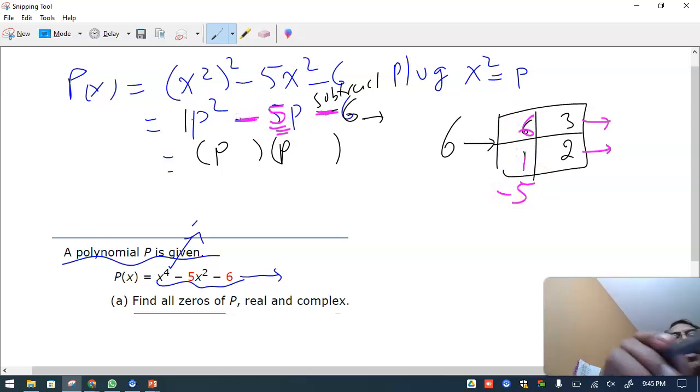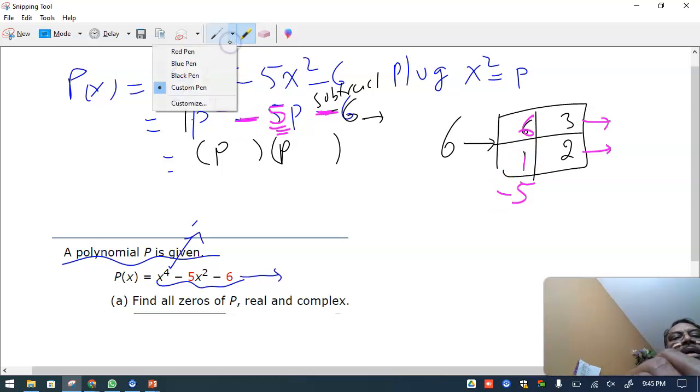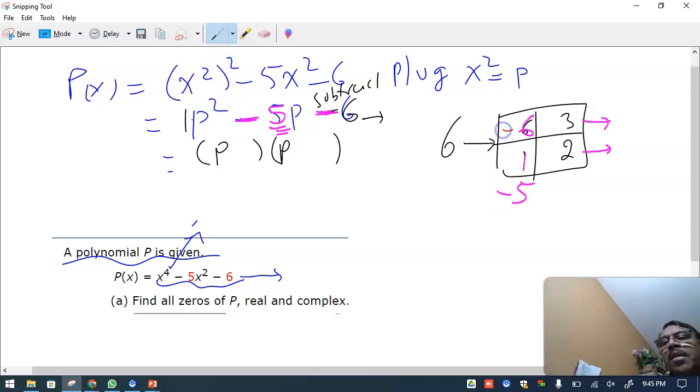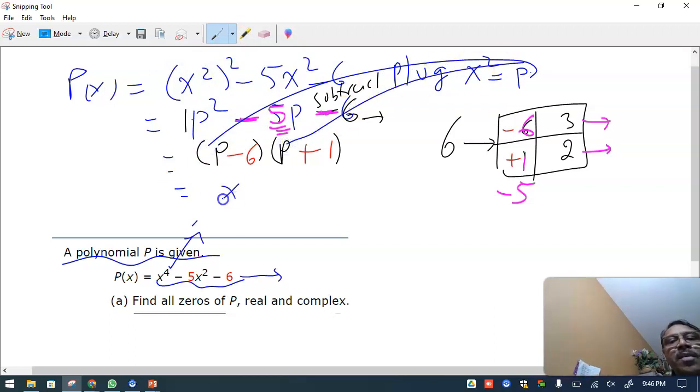So if I want to put a minus 5, the bigger number takes minus and the small number takes plus. And you're done. Minus 6 and plus 1. So now let's put it back, whatever the p is. So you're replacing p back here. So when you replace this, you replace it by x squared minus 6 and x plus 1.